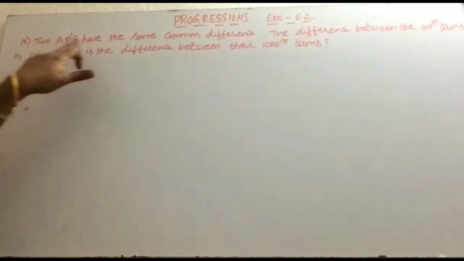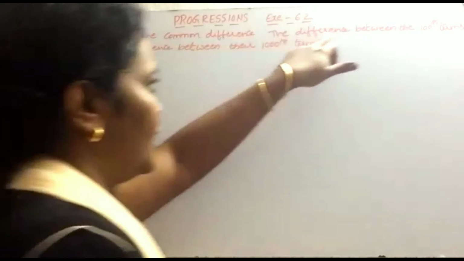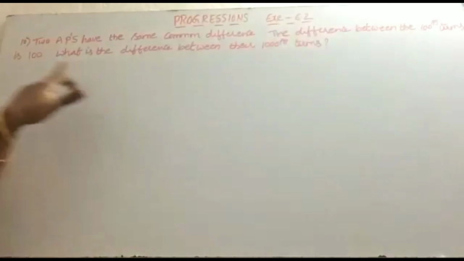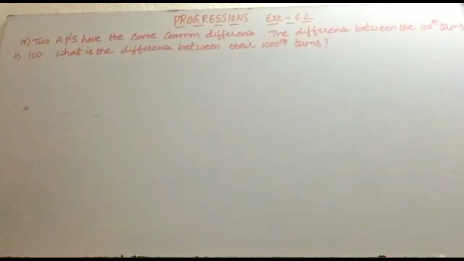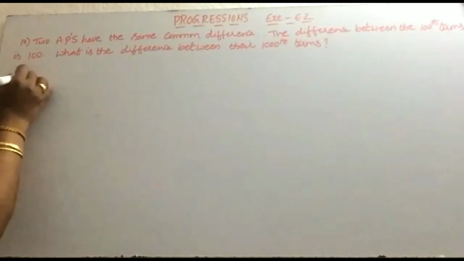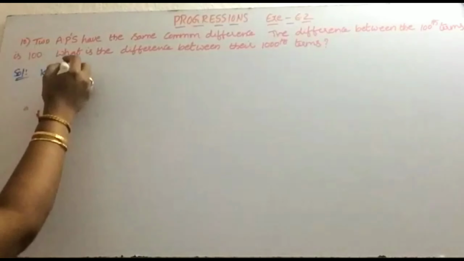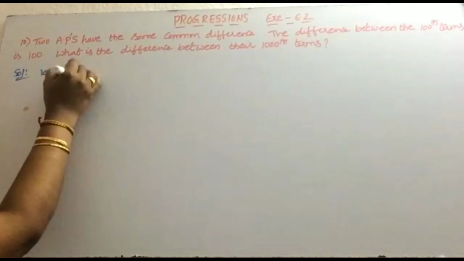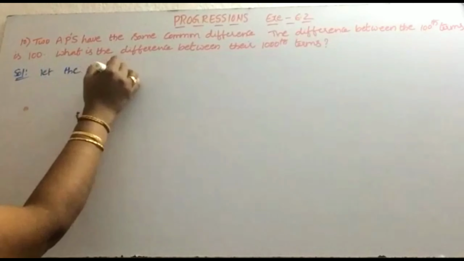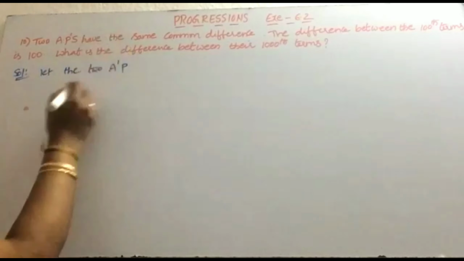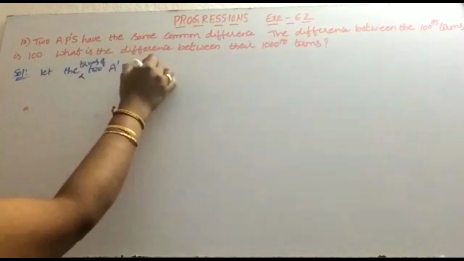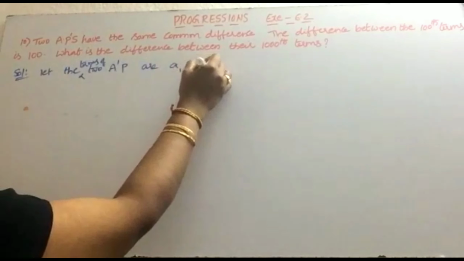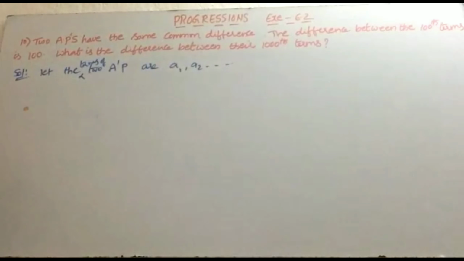Next problem: two APs have the same common difference. The difference between their 100th terms is 100. What is the difference between their 1000th terms? So first of all, let the terms of the two APs be A1, A2 and so on.